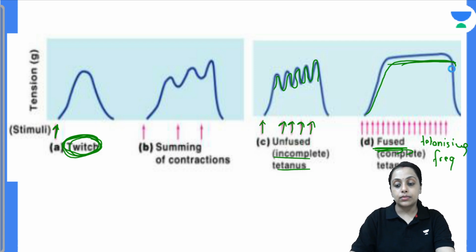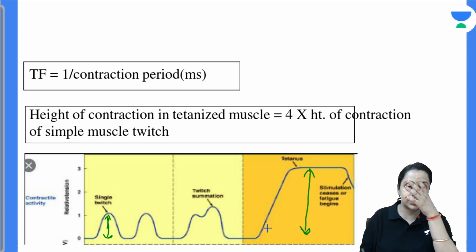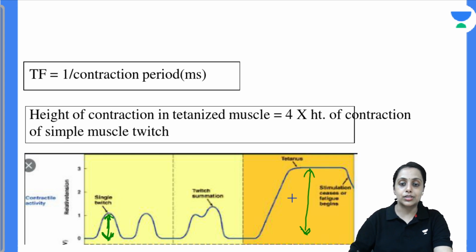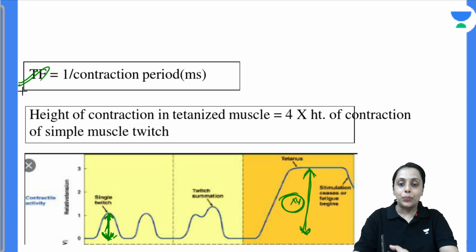Is this clear? So the next important point is the height of contraction in the tetanized muscle. This is the tetanized muscle. So this height of contraction of the tetanized muscle is 4 times the height of contraction of a single muscular twitch. So this is a single muscular twitch. 4 times the height of contraction of a single muscle twitch. So this point is important. Do remember. Next, this formula we have already discussed. Tetanizing frequency is equal to 1 upon contraction period. So this formula is also important. Okay then, everybody, is this clear?